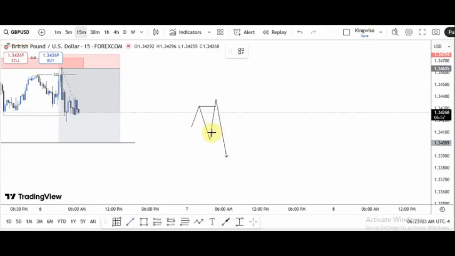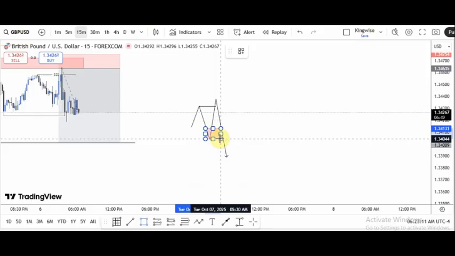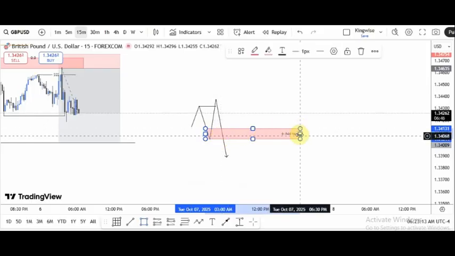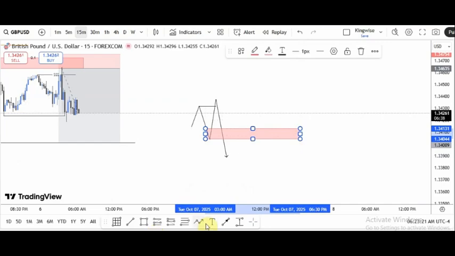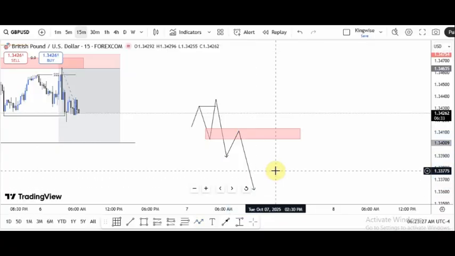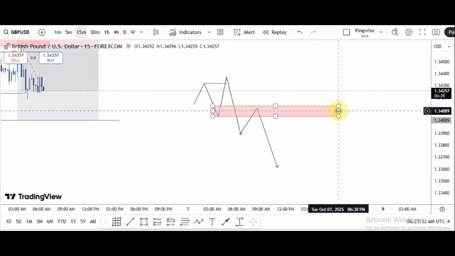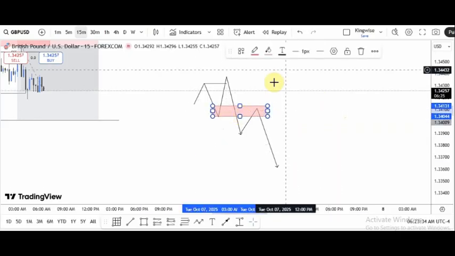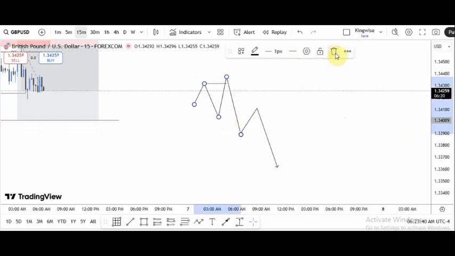This failed demand zone, because after this break of structure, this should be your demand zone, happens to be your breaker block. So your breaker block is a failed demand zone or a failed supply zone. So price will come back into it to continue to the downside. So that is the breaker block. Maybe in my subsequent teaching, I'm going to create a video on breaker block.